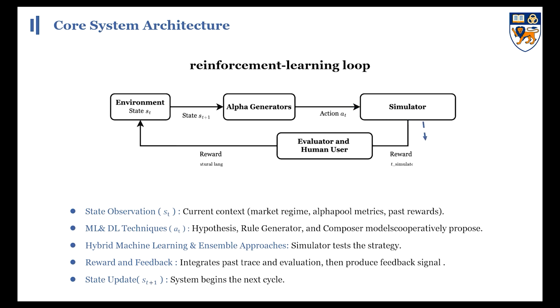Next, the simulator tests these strategies and returns performance metrics. The evaluator analyzes the results and past actions to generate structured feedback. Finally, the system updates its state and starts the next iteration. Through this loop, AlphaTrade adapts and evolves its strategies over time.